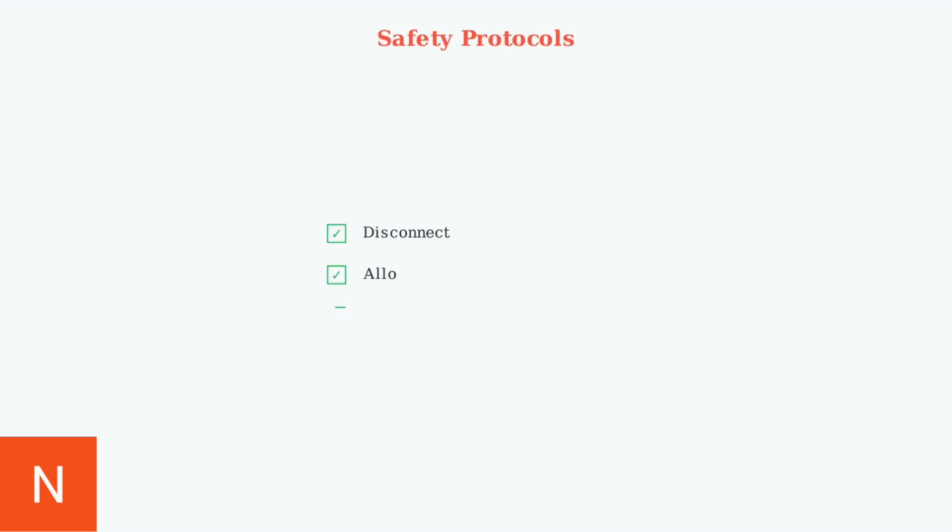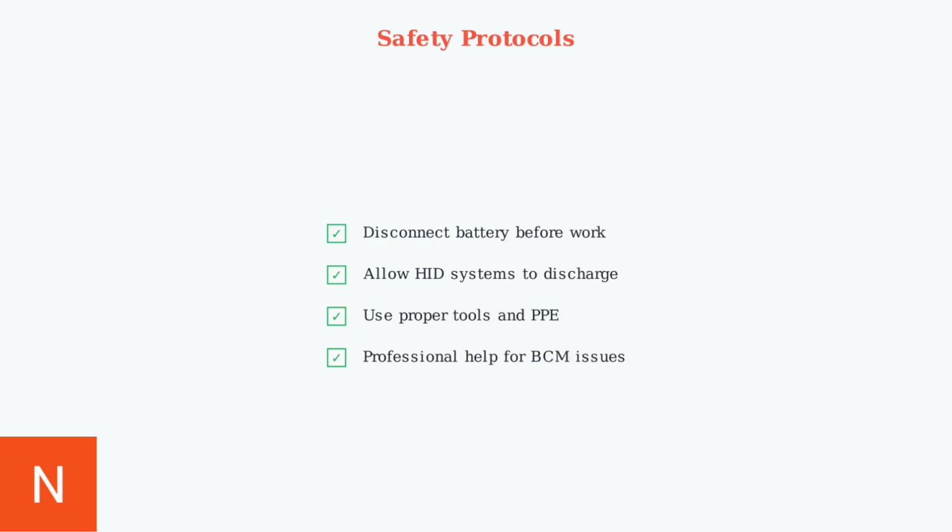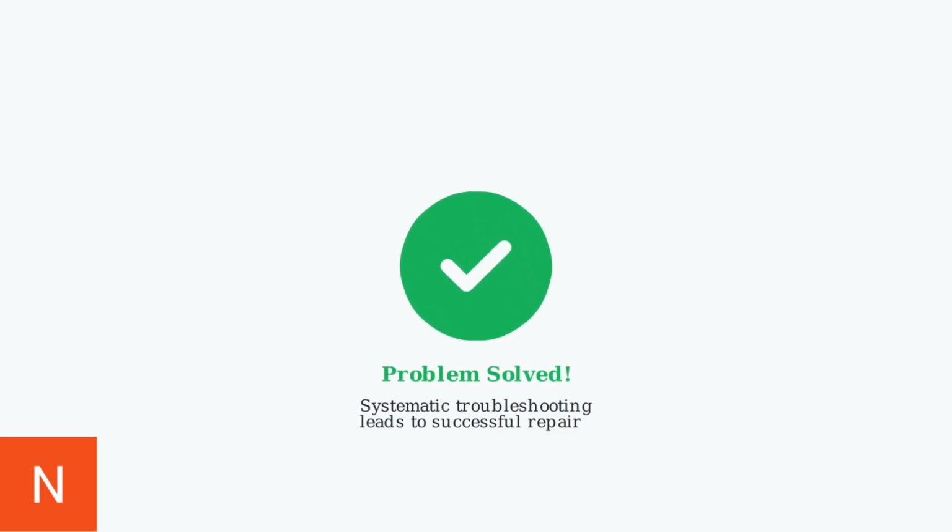Always follow safety protocols when working with automotive electrical systems. Disconnect the battery before major work, allow HID systems to discharge, and consider professional help for complex electronic systems. Following this systematic approach will help you identify and fix most headlight issues. Remember that modern vehicles may require professional diagnostics for complex electronic problems.